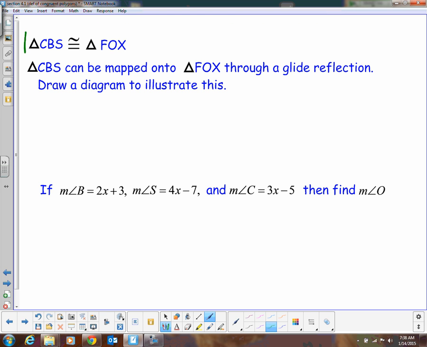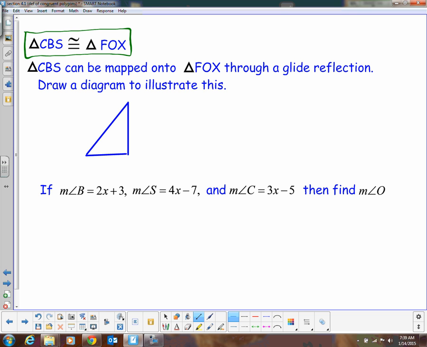All right, now, do you see my statement? There is no picture. Now, you certainly could draw a picture. Triangle CBS can be mapped onto triangle FOX through a glide reflection. Draw a diagram to illustrate this. So what must be true about these two triangles? What do I have to do a glide reflection? What do I have to do? Translation and reflection. So I think what I'm going to do is I'm going to do my reflection. Do you see the reflection?